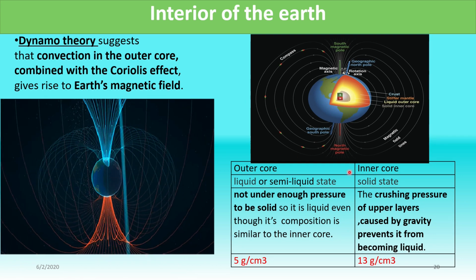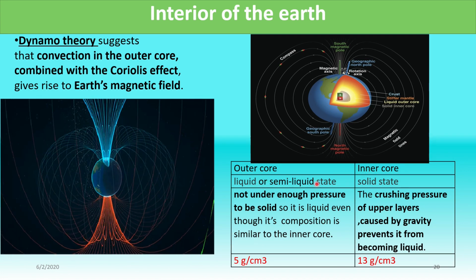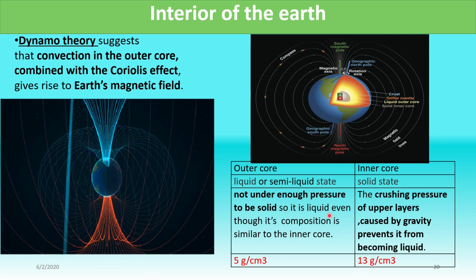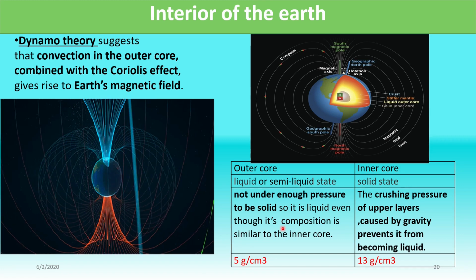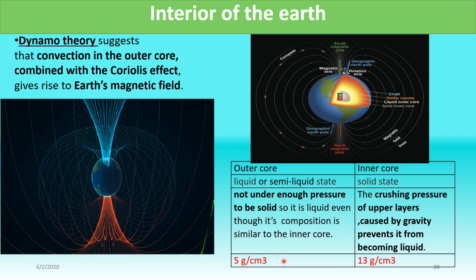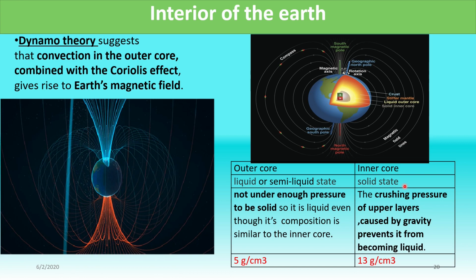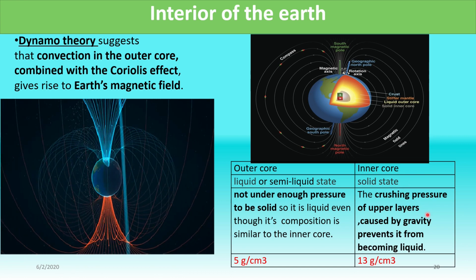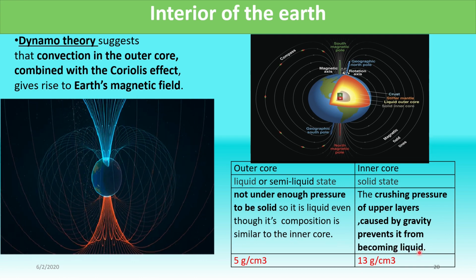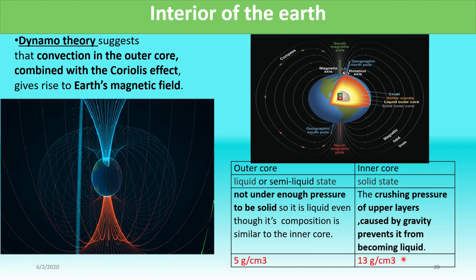The two cores are outer core and inner core. Outer core is liquid or semi-liquid in state, not under enough pressure to be solid, even though its composition is similar to that of the inner core. Its density is 5 gram per centimeter cube. Inner core is in solid state. The crushing pressure of upper layers caused by gravity prevents it from becoming liquid. Its density is 13 gram per centimeter cube, or 14 or 15 gram per centimeter cube.